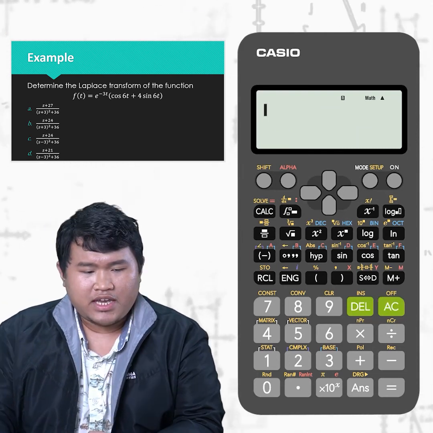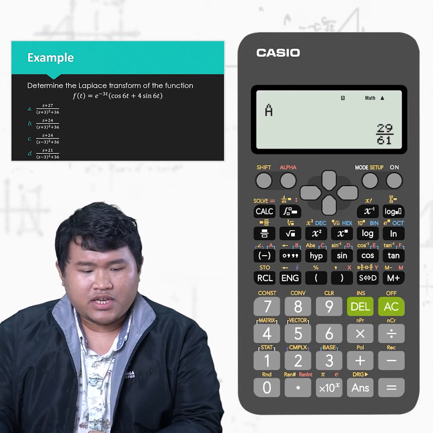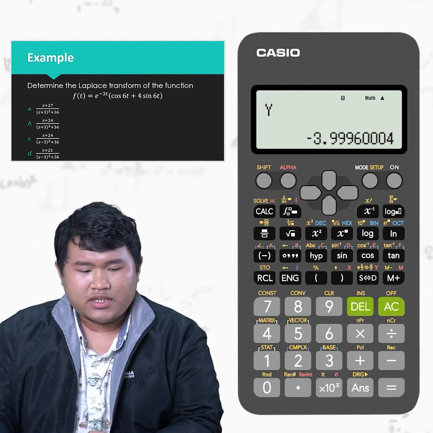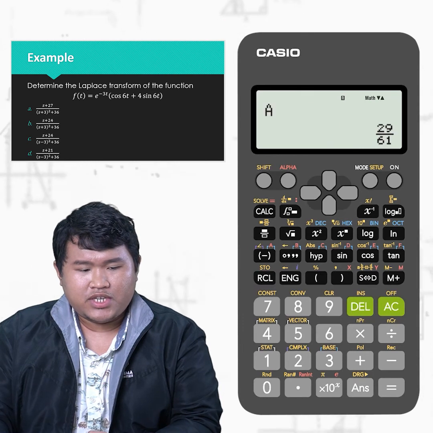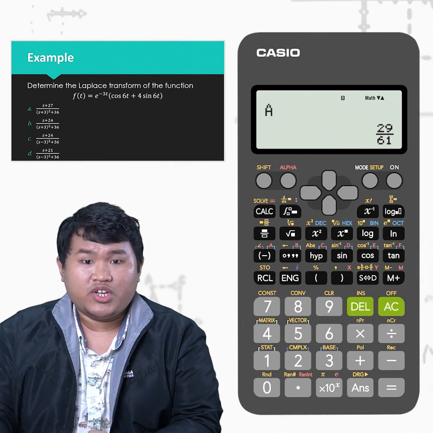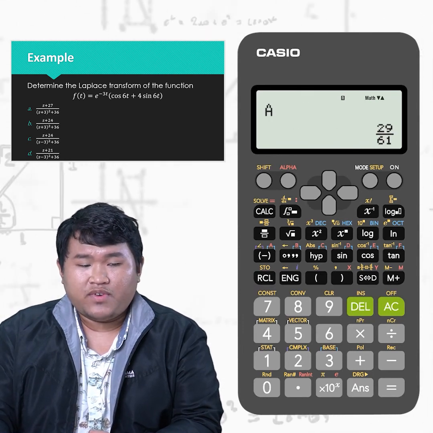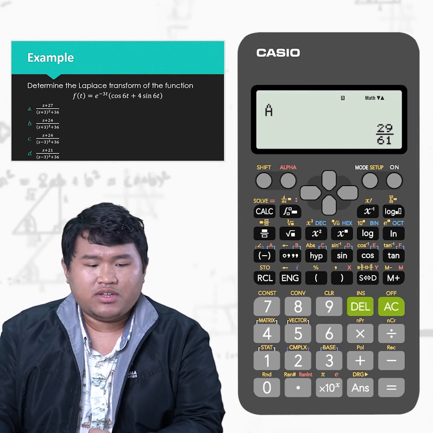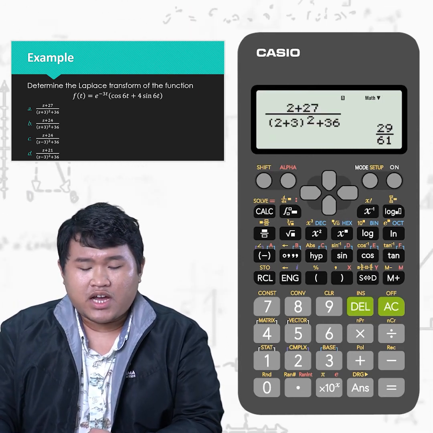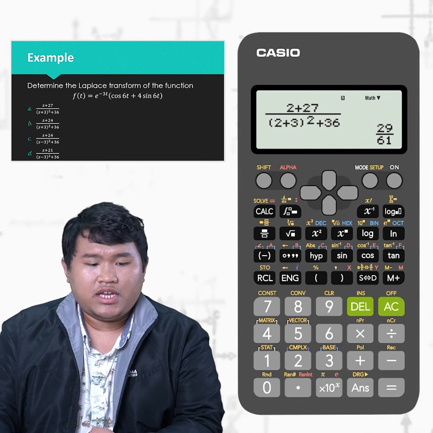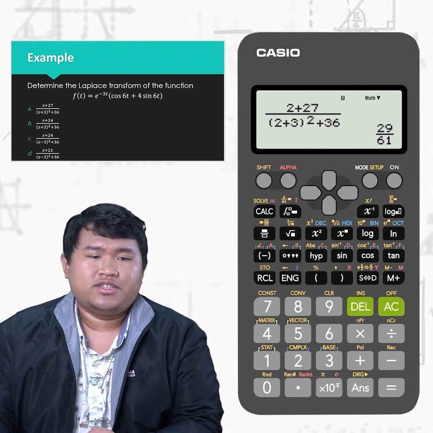Now comparing it with the value of the integral, they are the same. This is the value of the integral, 29 over 61, and this one is the calculated value based on letter A, and they are equal. And therefore, the correct answer is letter A.